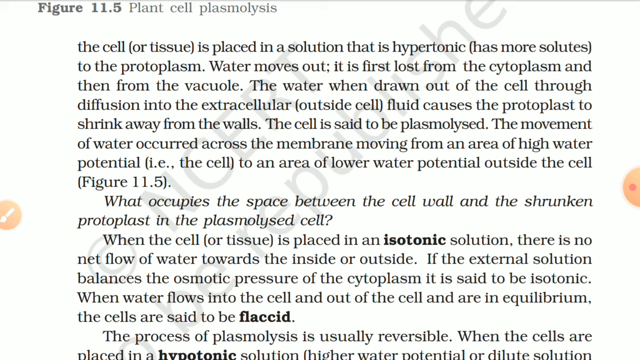The movement of water occurs across the membrane, moving from an area of higher water potential, that is the cell, to an area of lower water potential outside the cell. Figure 11.5. What occupies the space between the cell wall and the shrunken protoplasm in the plasmolysed cell?